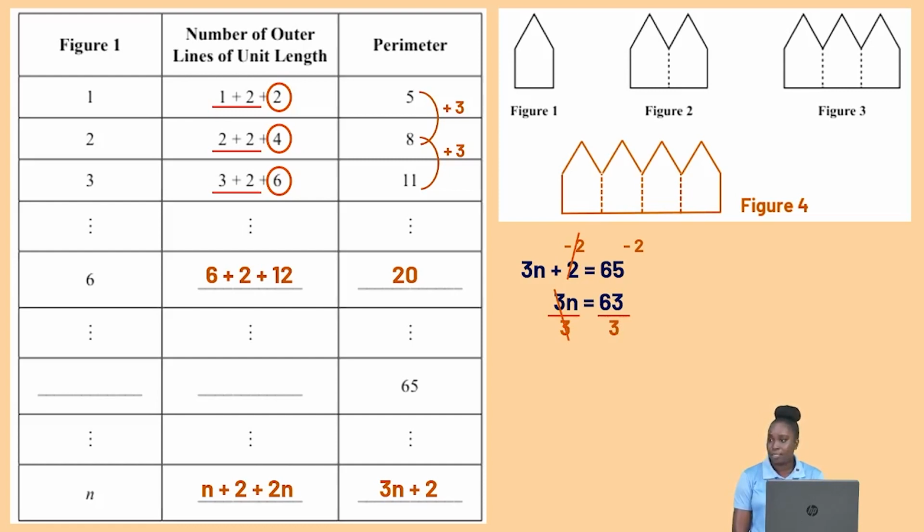From that, 63 divided by 3 is equal to 21. And so n is equal to 21. So this now tells us that when the perimeter is 65, we're talking about figure 21. And of course, it would be easy for us to fill in the middle column because, following our pattern, n is 21. So we'll have 21 plus 2 plus 42, because 2 times 21 is 42.